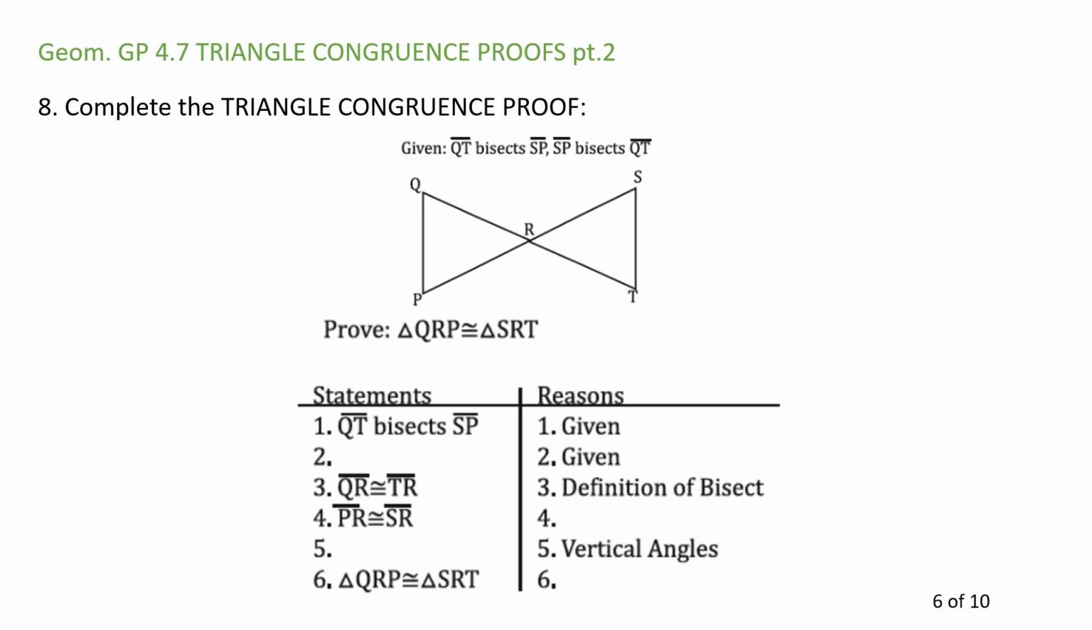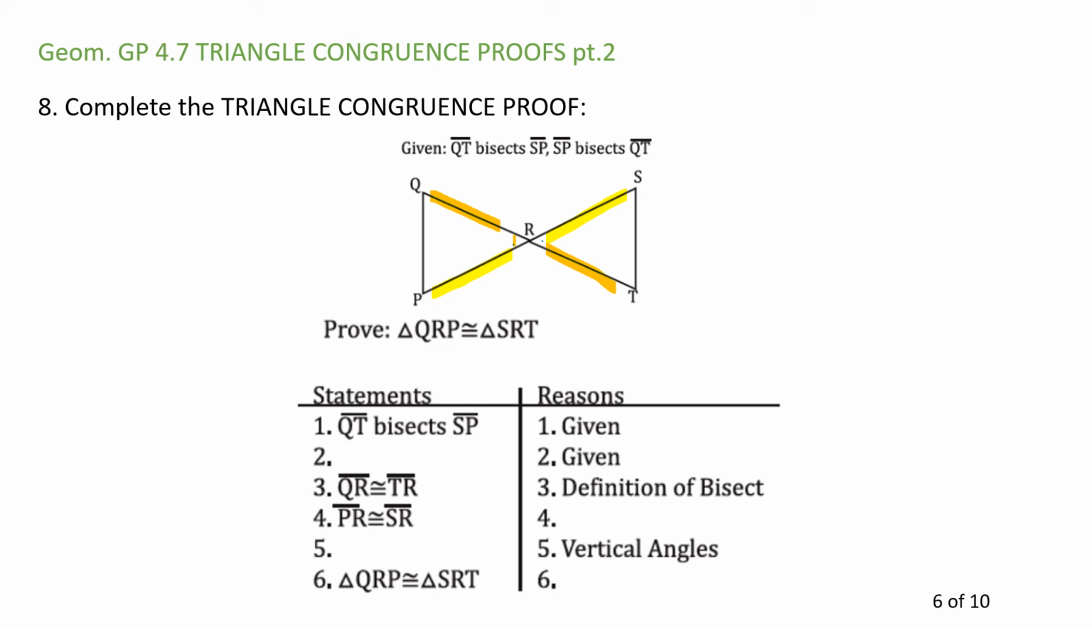How about this one? Looks like we're probably going to have some vertical angles in this one. They're telling me QT bisects SP. That means I know that this is congruent to that. QT bisects the other one. They also tell me that SP, the one I just bisected, bisects the other one. So this is congruent to that. And because I know angle R is congruent to itself, this is probably going to be side, angle, side. I've got vertical angles here. They didn't tell me any other information, so I think that's where I'm going.